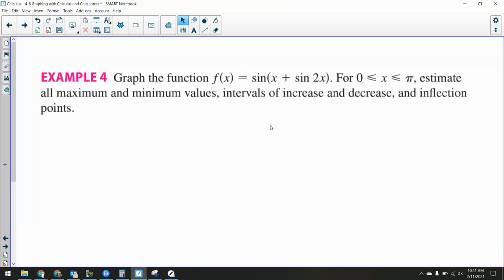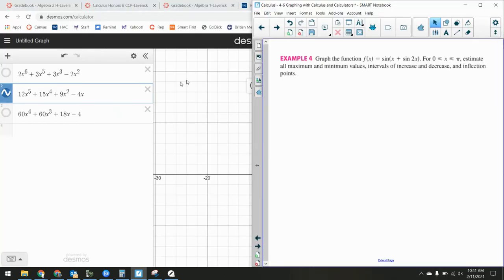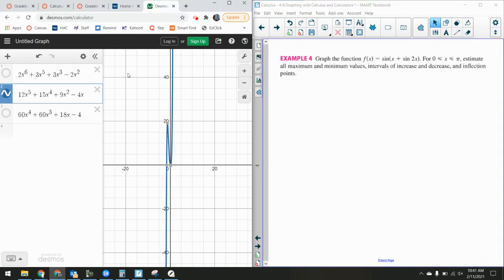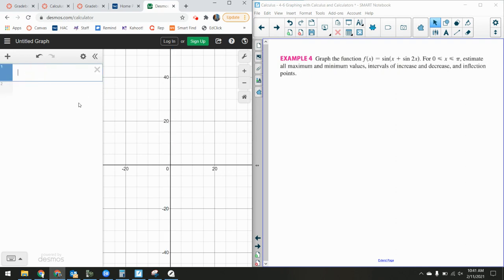Sine of x plus sine of 2x. Okay, I'm just going to get these out of the way. Sine of x plus sine of, ooh, that looked funky. That's just sine of 2x. Sine of x plus sine of 2x.